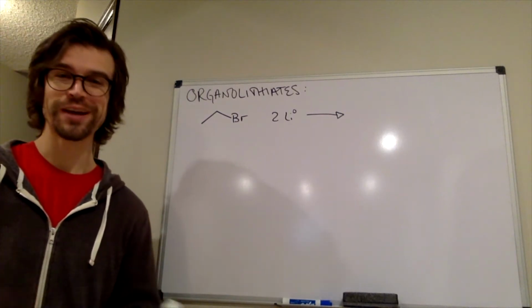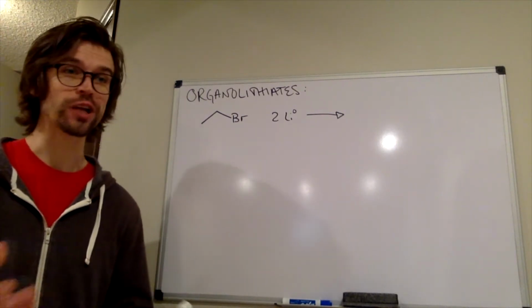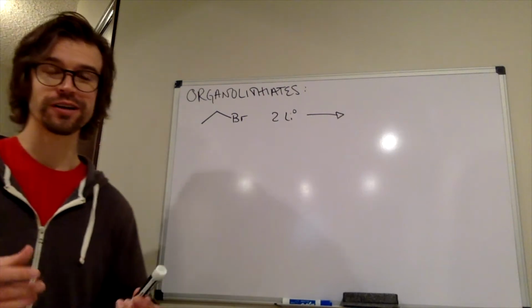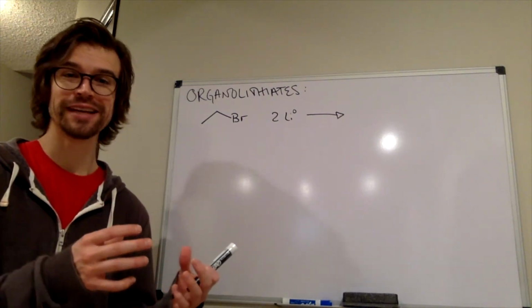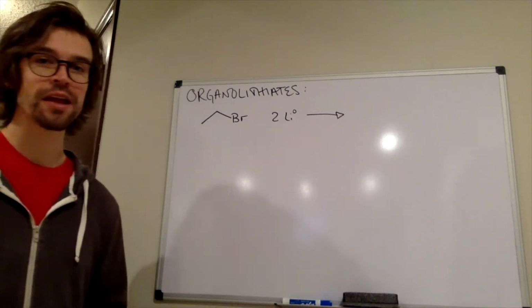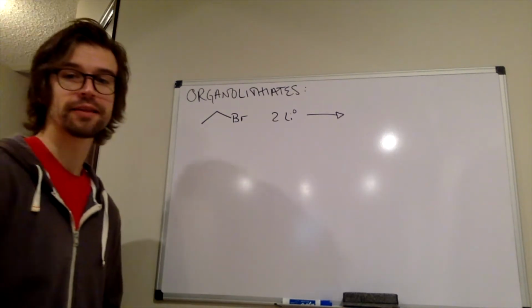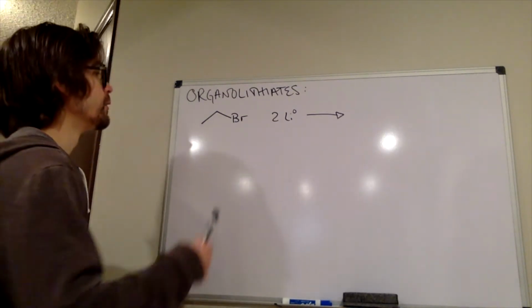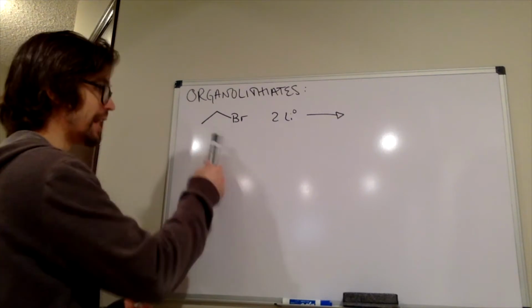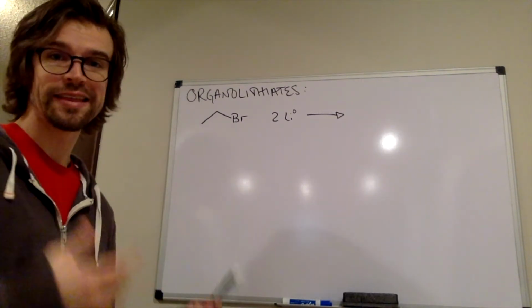Our first organometallic reagent is an organolithiate. So we have an organic species and it's attached to a lithium. How do we make those? We make those by mixing alkyl halides with lithium metal.